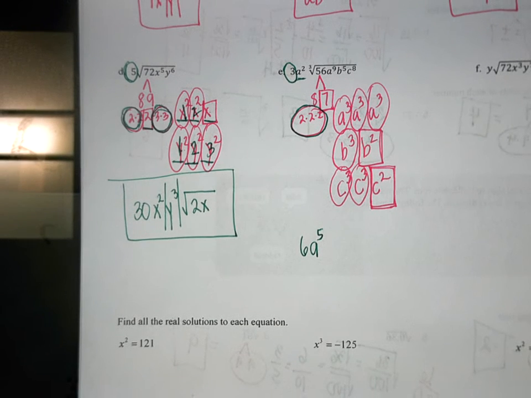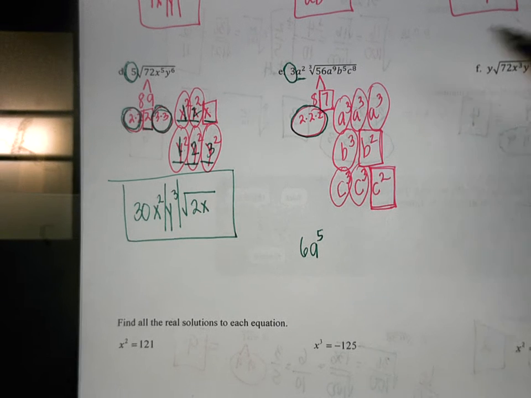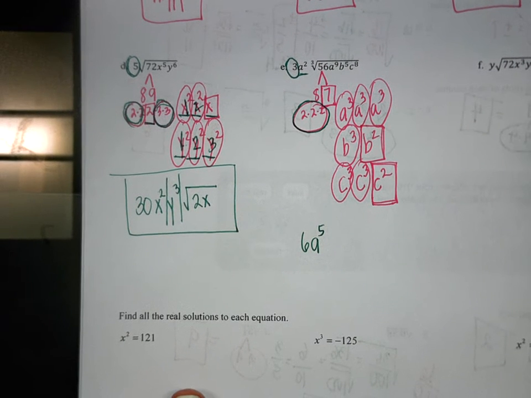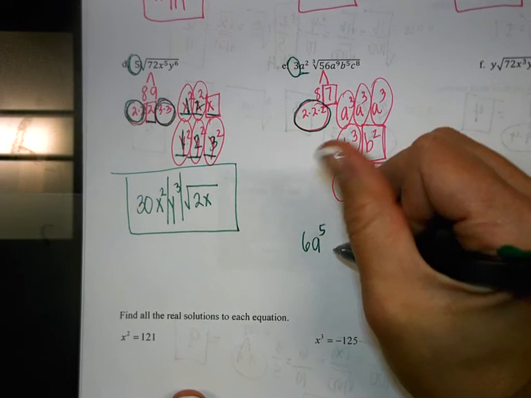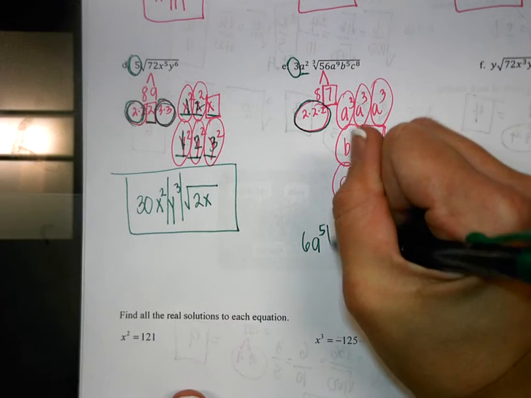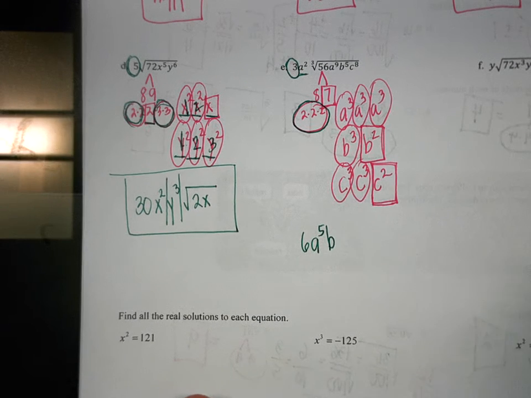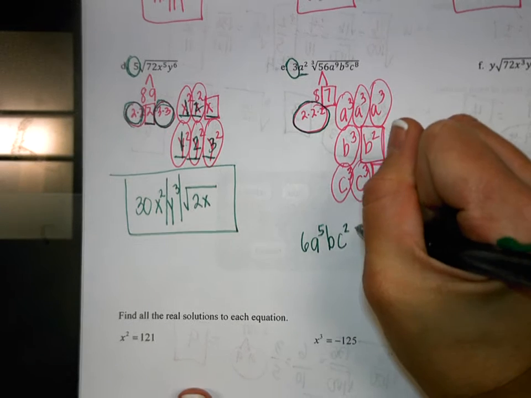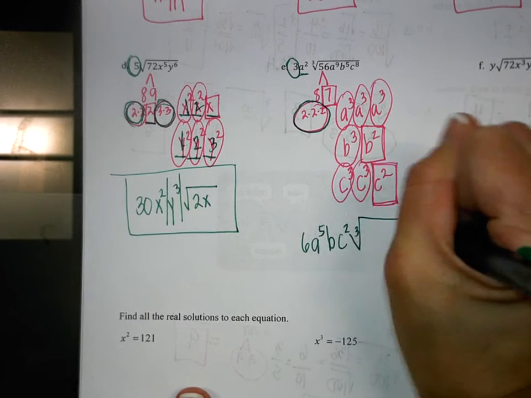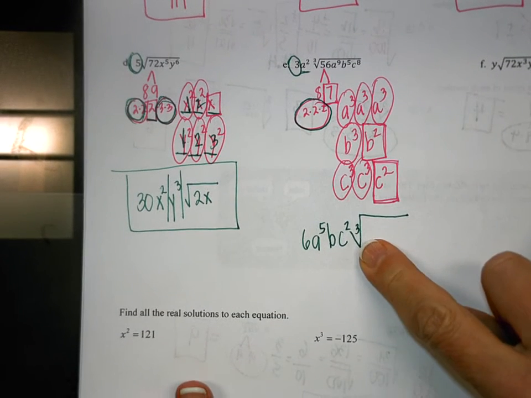Are we okay with that? Yeah. And then how many b's? How will I write the b's? Just b to the first, right? Or b. And then the c's, I'll write that as what? C squared. Good. When you are writing this, make sure that you keep it as a cubed root when you're writing your answer.